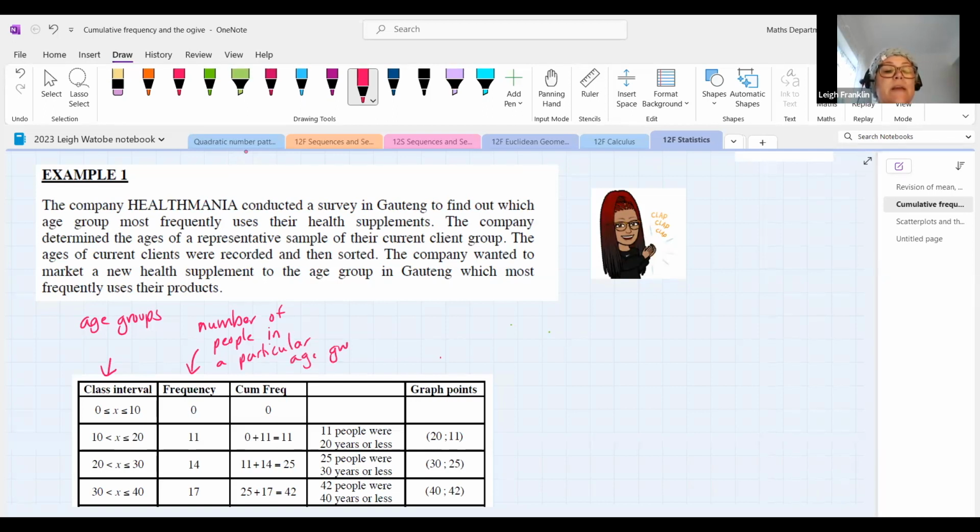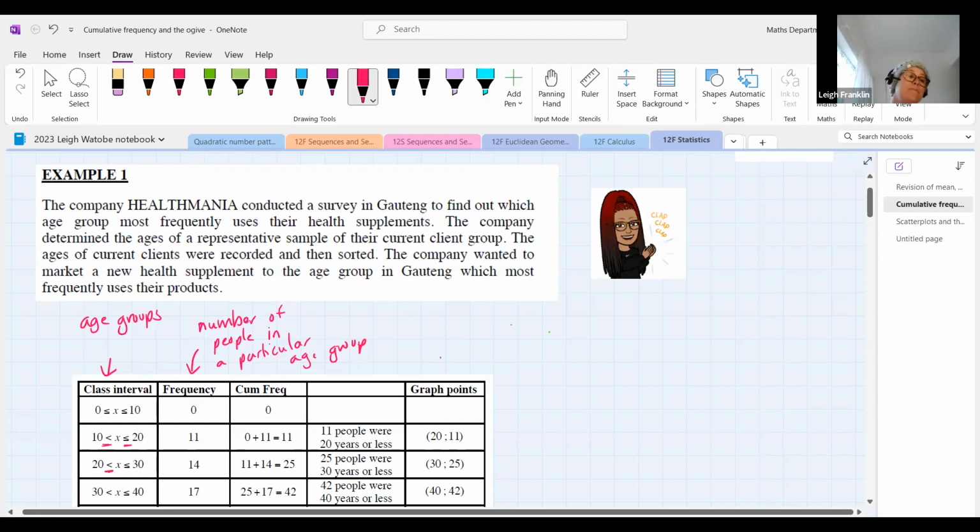Okay, and what we're seeing here is that ages have been grouped together. So people between 0 and 10, 10 to 20, 20 to 30, 30 to 40. But what you'll see is that on one of these ages, it's the greater than sign, and on the other one, it's greater than or equal to. We can't have greater than or equal to 20 here and then greater than or equal to 20 here, because then someone who is 20, into which group would they go? They can't go into both groups.